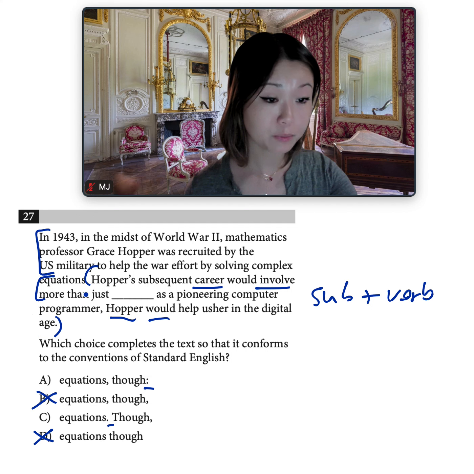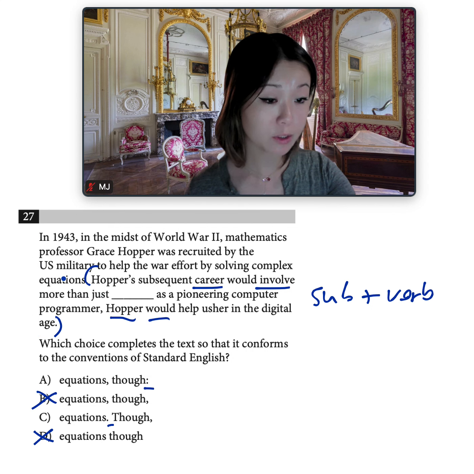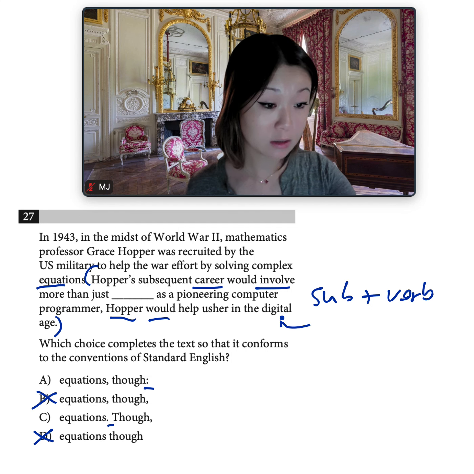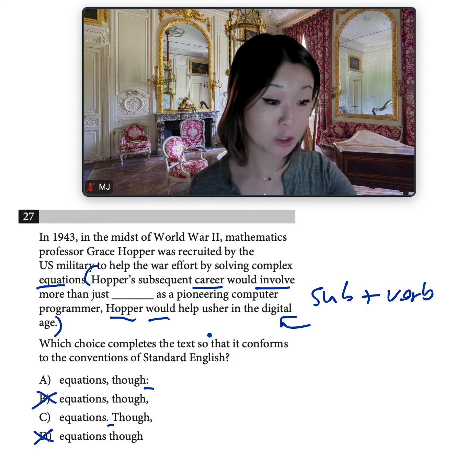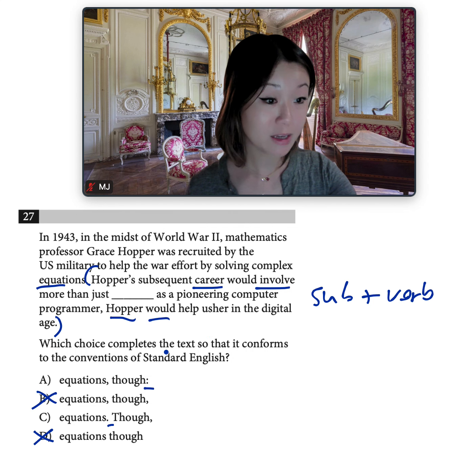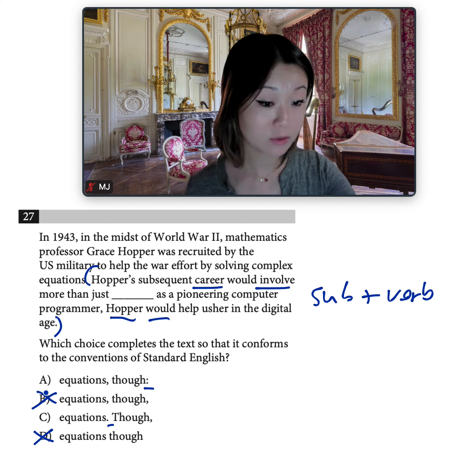So here, we're saying she was recruited by the military to solve equations. And then we're saying that it actually involves more than equations. And then we're given additional detail that she's going to help usher in the digital age. So to me, the split is actually happening here. And that is the difference between A and C.